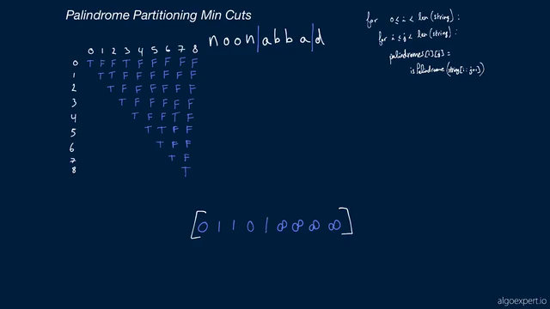So now we move on to the next point. "B." Is "noonab" a palindrome? No, it's not. So we could tentatively put the minimum number of cuts. We could tentatively say, oh, we can cut here, right? We can put a cut here. What was the previous minimum number of cuts? Well, it was 1. So we would do 1 plus 1. That would be 2.